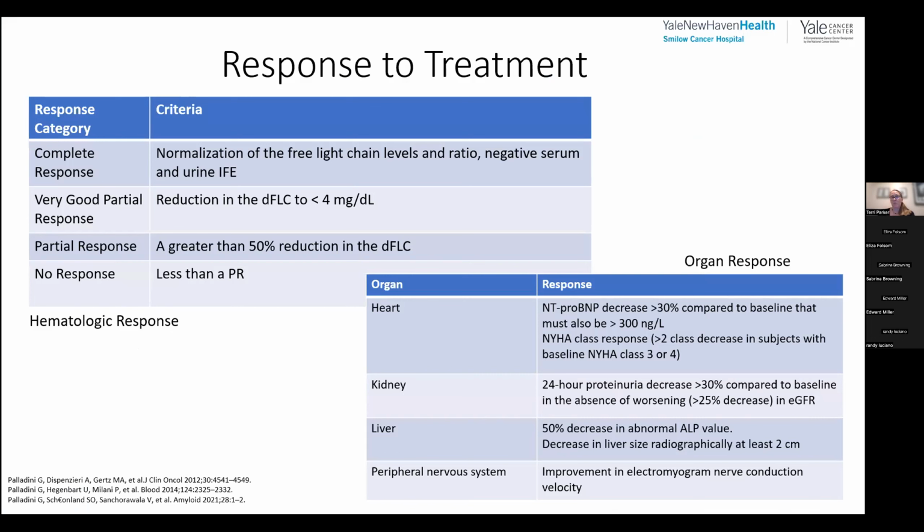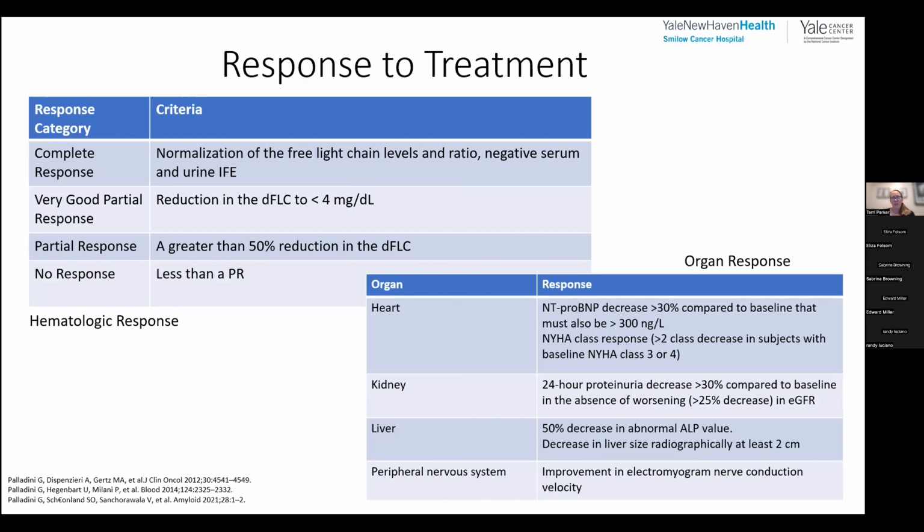A very good partial response is defined as reduction in the difference between the involved to uninvolved free light chain of less than 4 milligrams per deciliter, and a partial response as a greater than 50% reduction, again in the difference between the involved to uninvolved free light chain. Organ responses lag behind hematological responses. Organ responses can be seen at best up to 3 months after starting therapy, but oftentimes it's not seen until a year goes by.